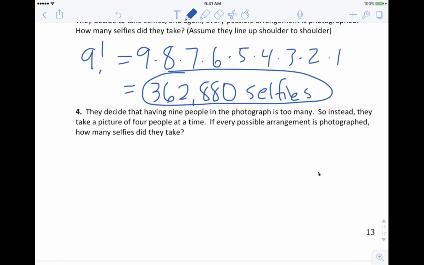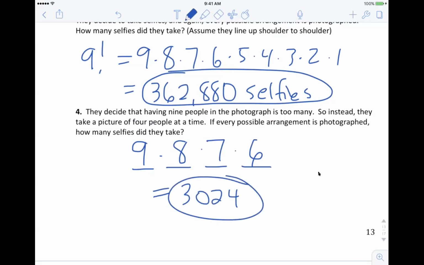All right, so think about the 4 positions and how we can fill them in with people. If I fill this first one in, I have 9 people to choose from. Once I fix that person, then I have 8 for the next spot. Once I fix that one, the first 2 are fixed, I only got 7 people left. And then finally 3 are fixed, so only 6 people are left. Multiply all those together and you'll have your answer. So this is 3,024 selfies.